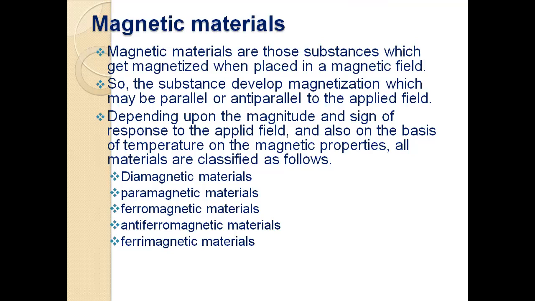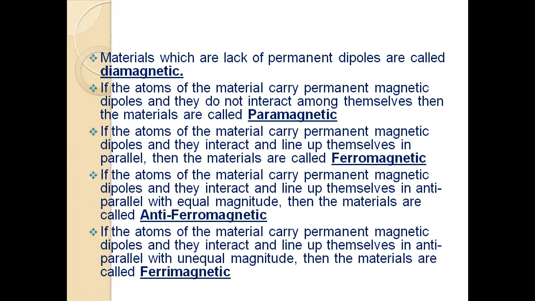All the materials are classified into 5 different magnetic materials: diamagnetic, paramagnetic, ferromagnetic, antiferromagnetic, and ferrimagnetic materials. If the material lacks permanent magnetic dipoles, whatever the magnetic material we have chosen, then the material is called diamagnetic. If the atoms of the material carry magnetic dipoles and they do not interact with each other, then the materials are called paramagnetic.